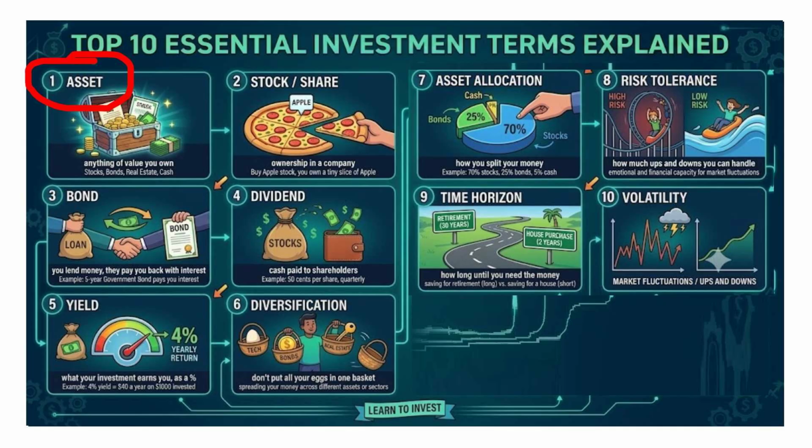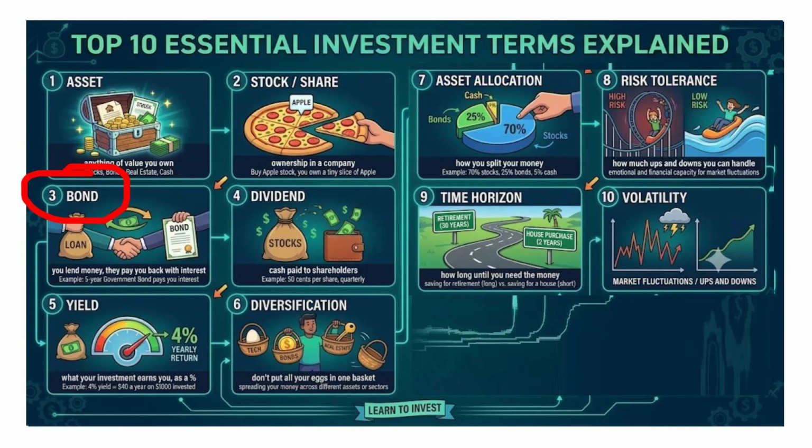First up, asset. An asset is simply anything of value you own: stocks, bonds, real estate, even cash sitting in your own account. If it has value and it's yours, it's an asset. That's it. Next one, stocks or shares. When you buy a stock, you're buying a small piece of ownership in a company. Buy Apple stock and you literally own a tiny slice of Apple. That ownership can grow in value, and sometimes it pays you along the way.